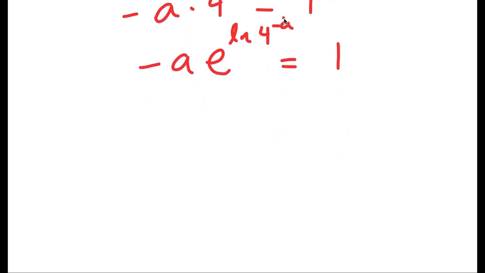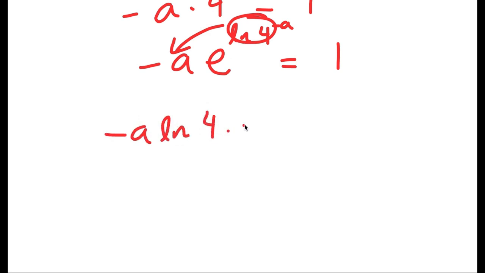Now from here, I can move the ln of 4 to the front, this is a property of logarithms. So I get negative a times ln of 4 times e to the power of negative a ln 4 is equal to 1 times ln 4, because I'm multiplying both sides by ln 4.